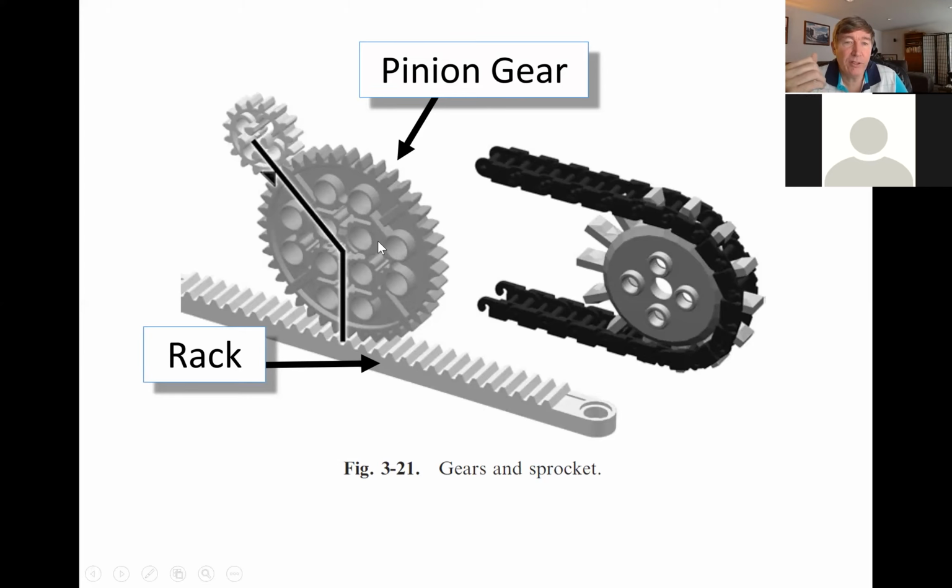Have any of you heard about rack and pinion steering? Any of you really into cars?